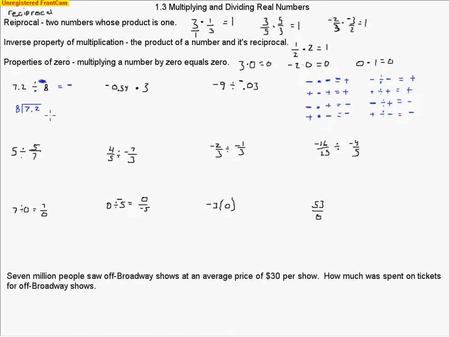So I can already put that in my answer box. I just have to figure out what the number is. I see 8 doesn't go into 7, but it does go into 72 9 times. Notice that the decimal point is going to come straight up. And so my answer is negative 0 and 9/10.